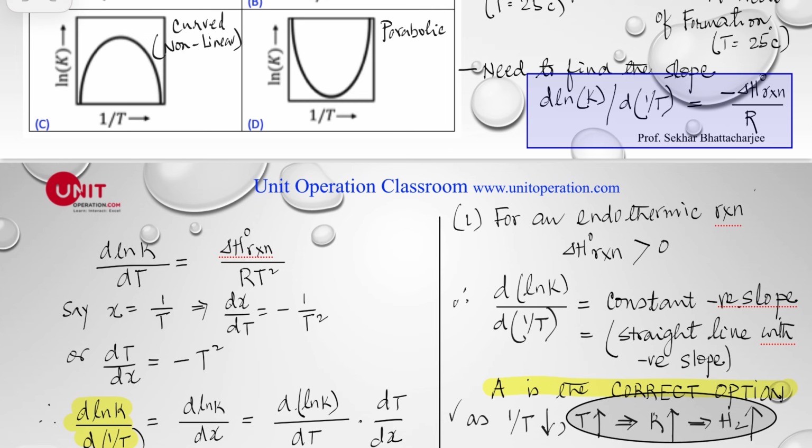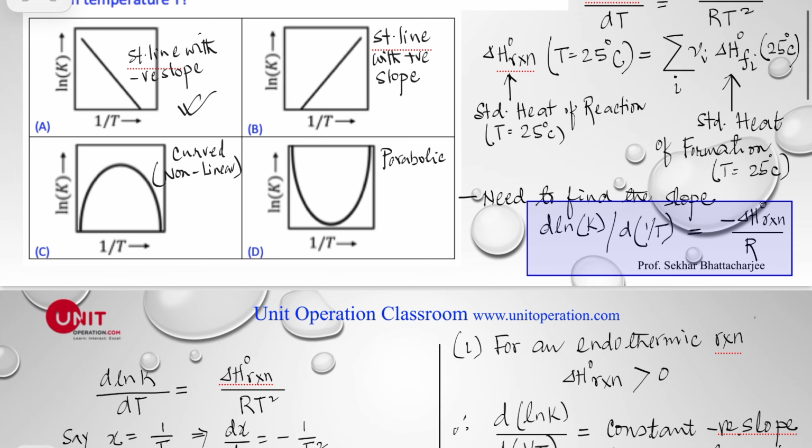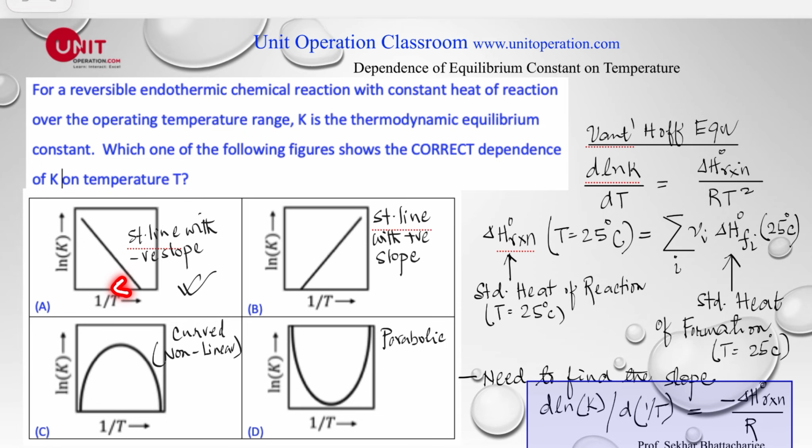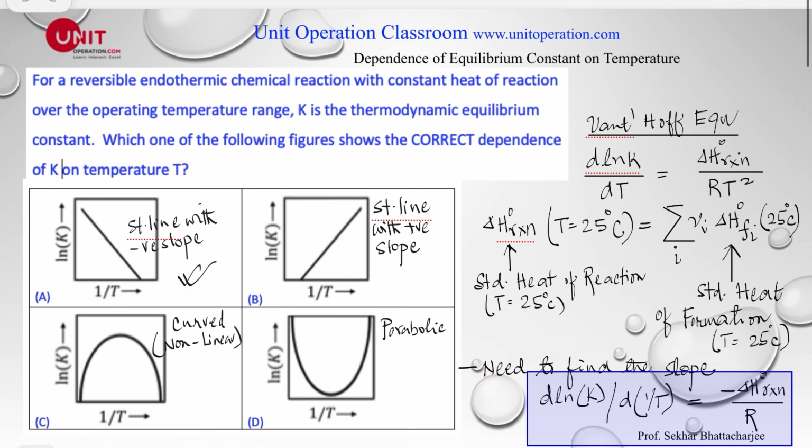From a different perspective, if we decrease this value of 1 by T, if we go along this direction, that means, of course, the temperature is increasing. With increasing temperature, as you can see, the value of natural logarithm of K is increasing. That means the value of K is increasing. So for an endothermic reaction, as the temperature increases, K increases. And for an exothermic reaction, as the temperature increases, K will decrease. So as we said, this is the correct option.